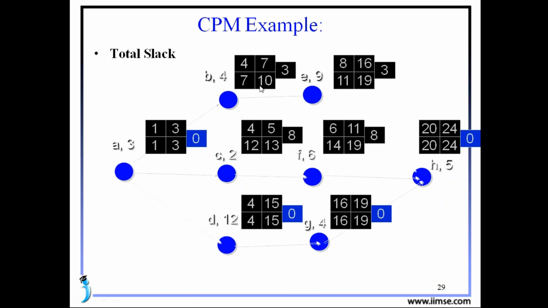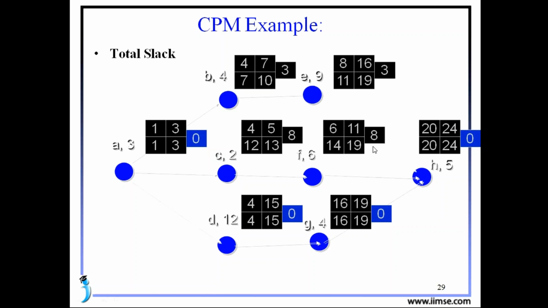Again see for the remaining activities. For the B, the difference between these two, 4 and 7, 10 and 7, both are the same, 3. And here see for the E, 11 minus 8 or 19 minus 16, there is a 3. And come to C, 12 minus 4 or 13 minus 5, 8. 14 minus 6, 8. 19 minus 11 is 8.